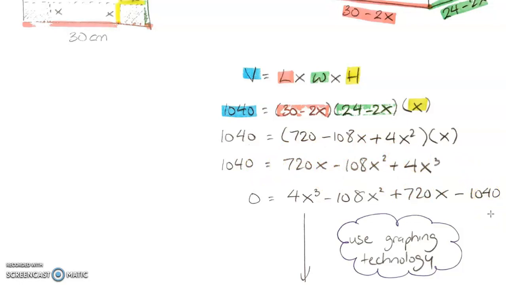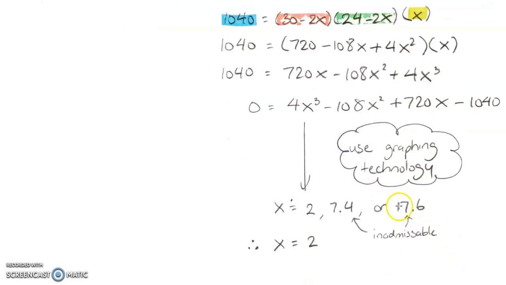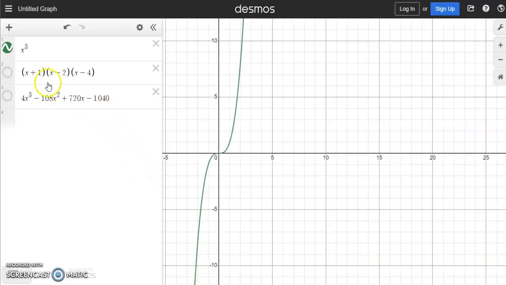Now here's the thing. This is a cubic equation, and so we don't really know how to factor something like this. It's something that you're going to learn in grade 12. So I figured I'd show you how to use graphing technology to figure out the 3 answers. Actually, there's 3 answers this time instead of normally 2 because it's a cubic. So how did I get these 3 answers? Well, using graphing technology, I'm just going to show you.